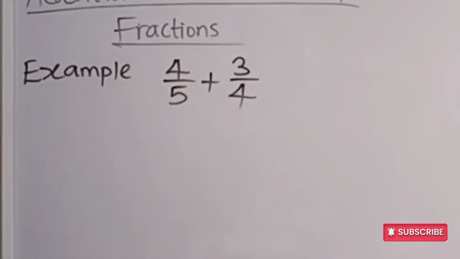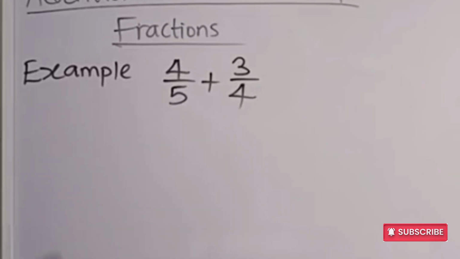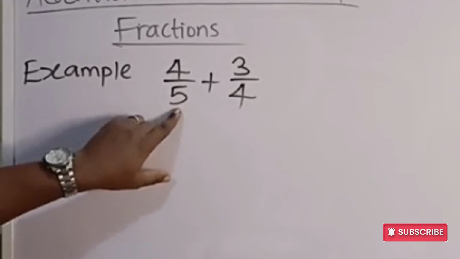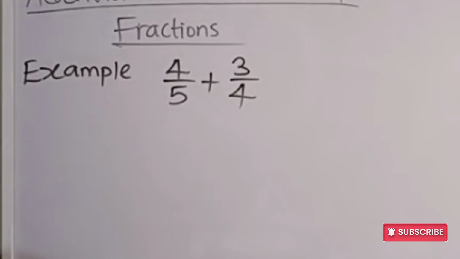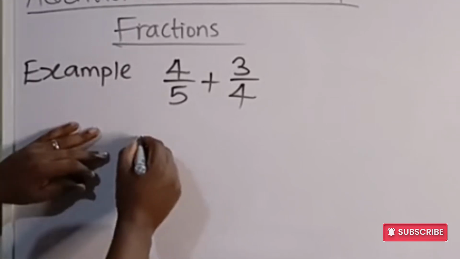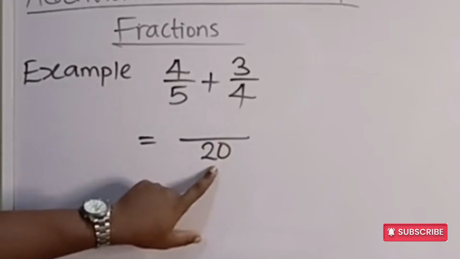There are two ways of getting it done. The first way is, if the denominators are less than 10, to get the common denominator, simply multiply both of them together. We can see that 5 is less than 10, 4 is less than 10, so the common denominator is 20. We multiply both of them together. 20 is the common denominator. So when the denominators are different and both are less than 10, simply multiply both of them together. So 5 times 4 gives us 20.